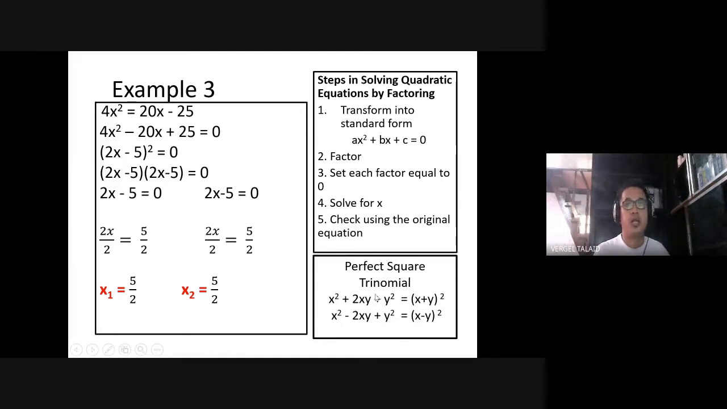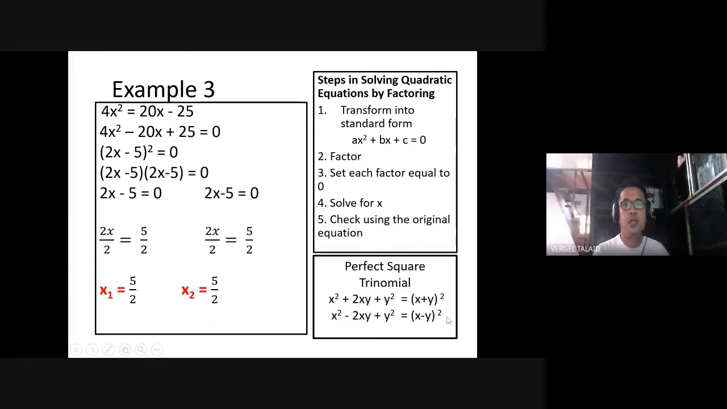So using this pattern, x squared minus 2xy plus y squared is equal to the square of x minus y. So this is a perfect square trinomial. And x squared plus 2xy plus y squared is a perfect square trinomial having a factor of the square of x plus y. So since we have here a negative middle term, we just follow this pattern.